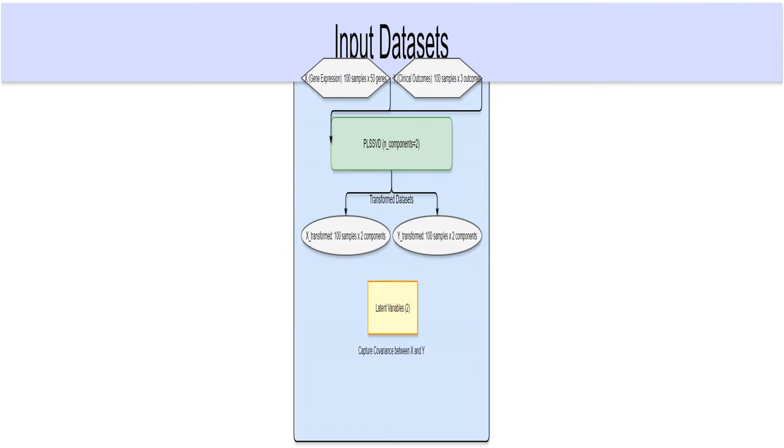We start with two datasets. X, representing gene expression data, 100 samples, each with measurements across 50 genes, and Y, showing clinical outcomes for the same 100 samples, with 3 outcome measures for each. Think of it like this. I have information on 100 patients, 50 measurements about their genes for each patient, and 3 clinical outcomes for each. I want to see how these relate.